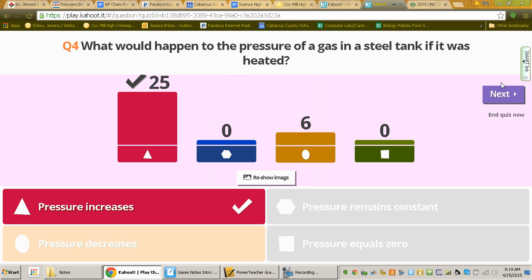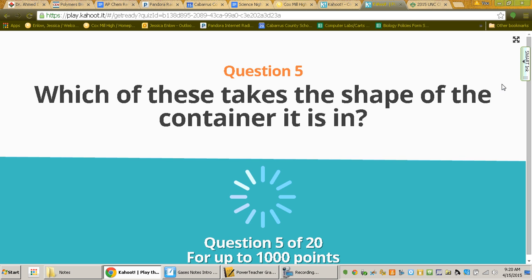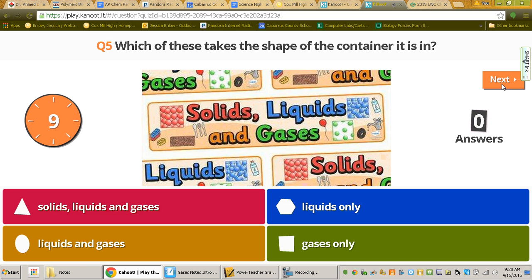Good job, guys. So, increasing kinetic energy bounced off the container. Here we go, 3, 2, 1. Which of these takes the shape of the container it's in? I'll take 2 answers on this.